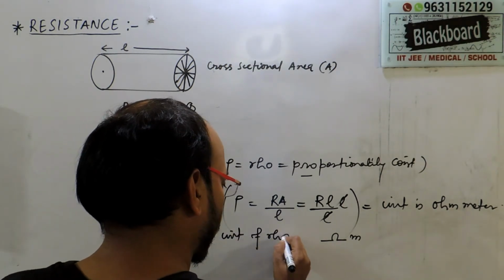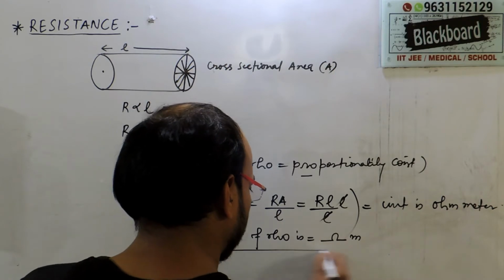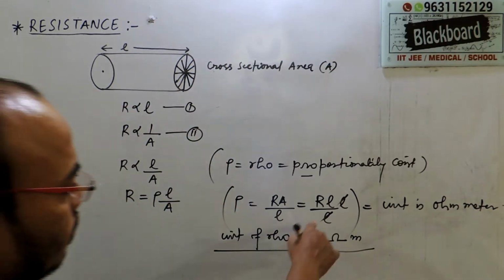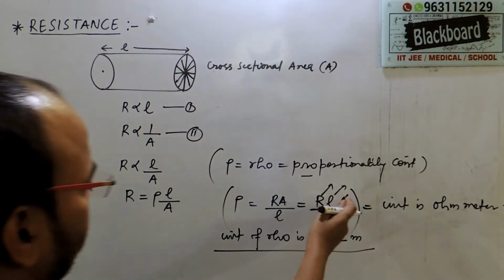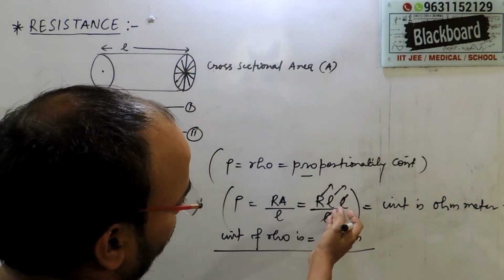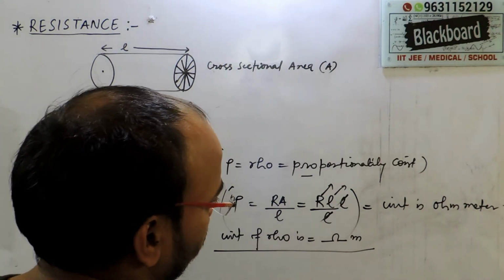The unit of rho is ohm meter, and here one length cancels, because area is length into breadth or whatever it is, it will be a length squared, so one length cancels.